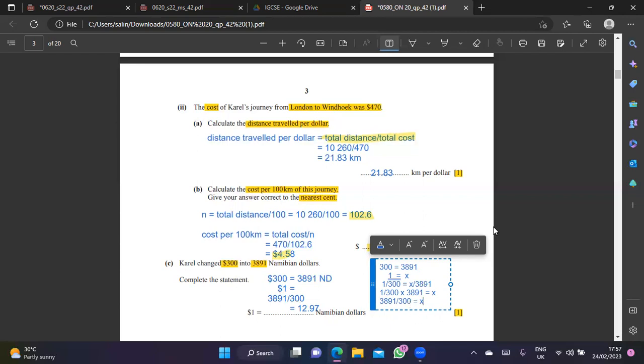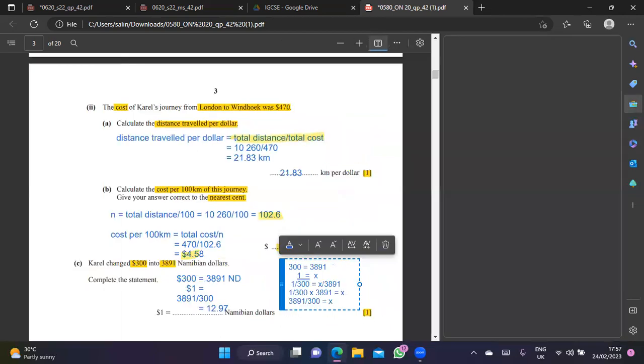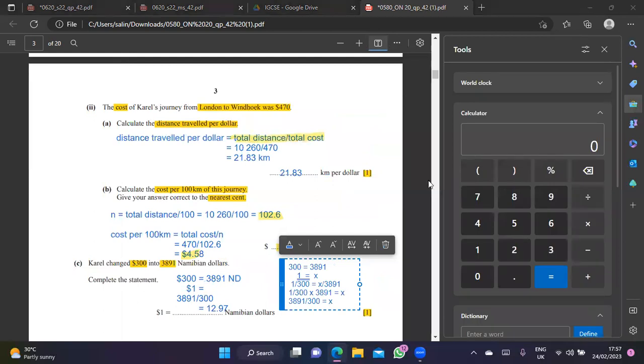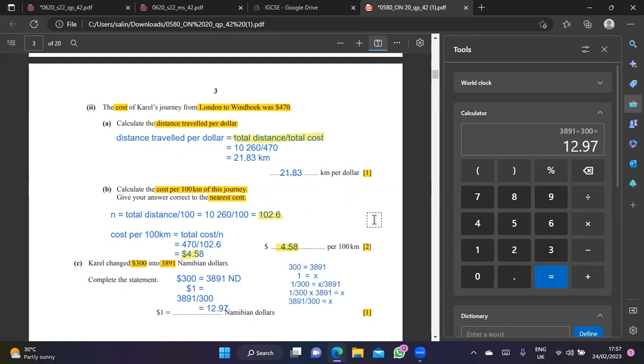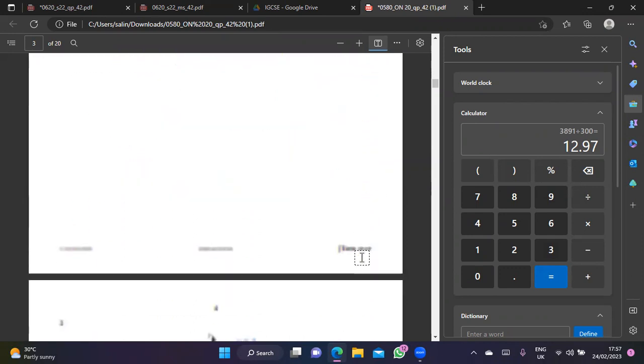Okay, so again, calculator. We're just going to write it down on your calculator here. 3891 divided by 300 equals 12.97. You can just write whatever you got here, because they don't have any condition here to the nearest whatever. I think to the nearest cent, 12.97. There you go. That is that 1 mark.